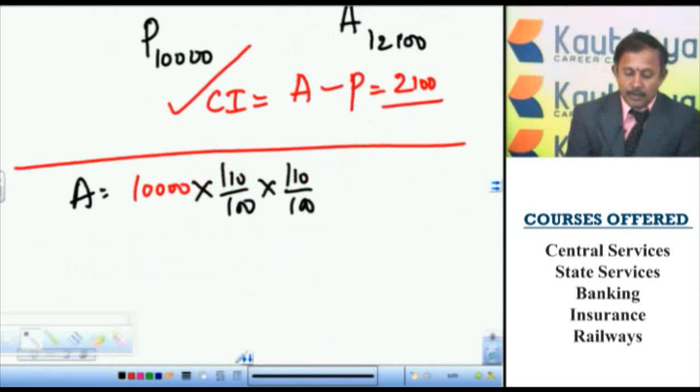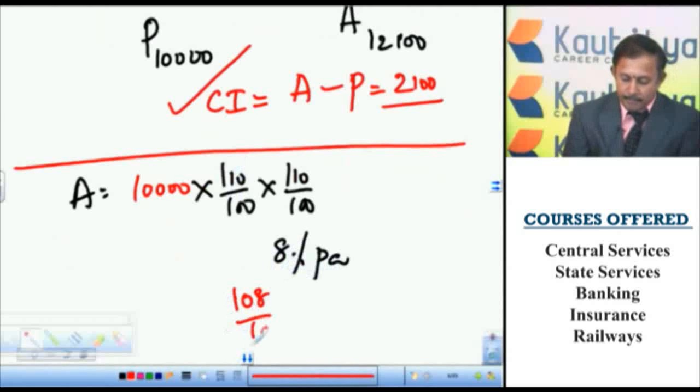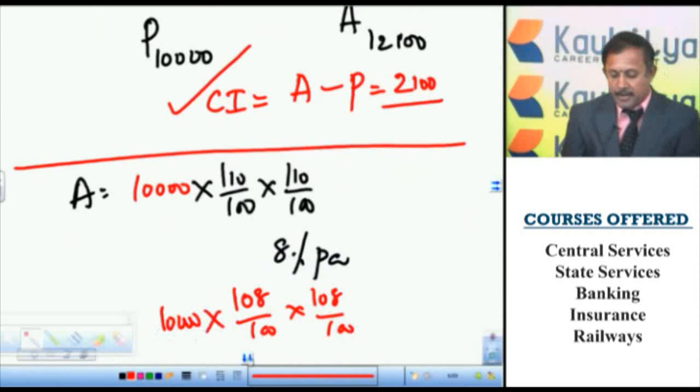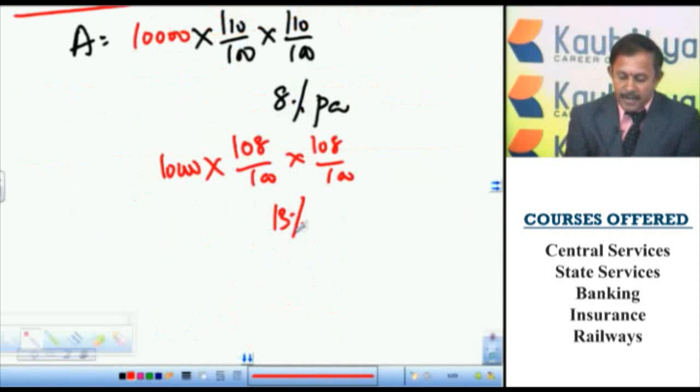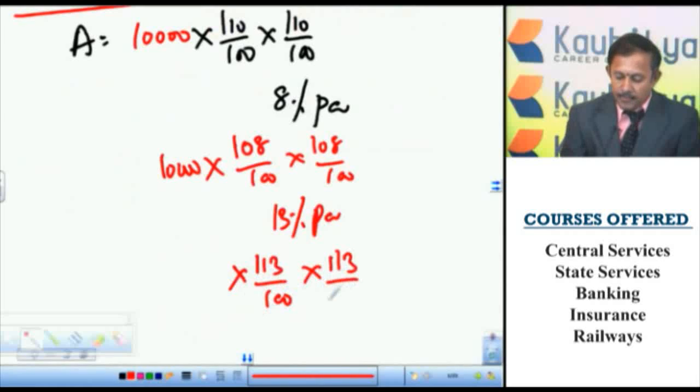And one more example, if suppose the rate of interest is given as 8% per annum instead of 10%, we can apply 108 by 100 here, 108 by 100. So 10,000 rupees into 108 by 100 into 108 by 100, that gives the amount value. If suppose the rate of interest is 13% per annum, here we have to make use of the fraction 113 by 100 into 113 by 100.